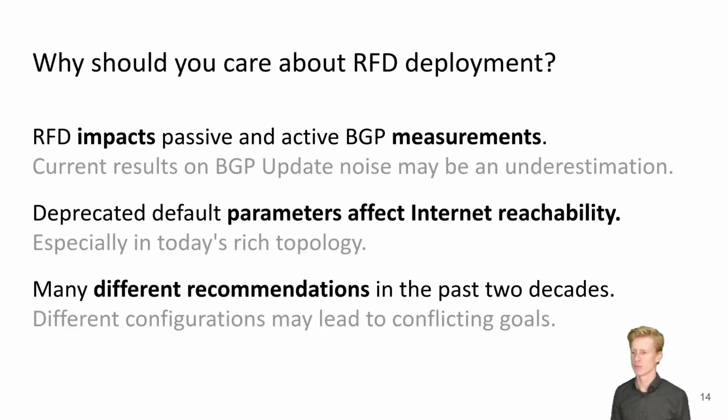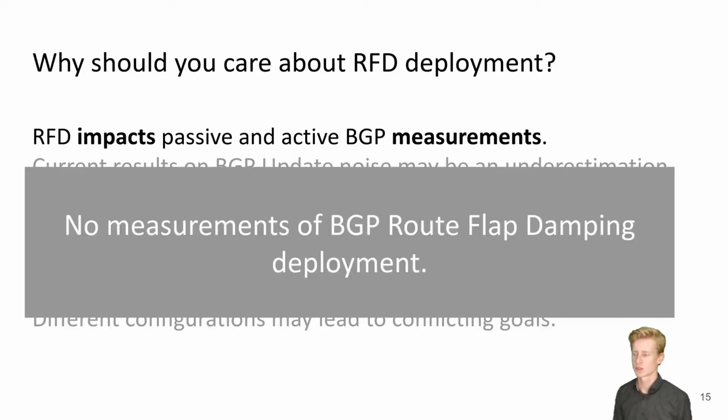Why should we care about BGP route flap damping? First, if you try to measure noisy prefixes or send actively a lot of BGP updates, for example, to measure deployment of RPKI, route flap damping is a speed bump and thus impacts BGP measurements. Also, vendor default parameters can cause harm and affect internet reachability, so it is useful to know who is using them. Third, there have been too many different parameter recommendations in the past. We don't know what's in use or whether anyone followed the recommendation. Until now, there have been no studies measuring the deployment of BGP route flap damping.